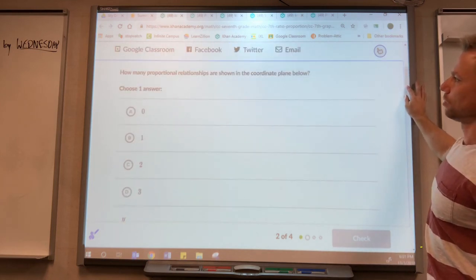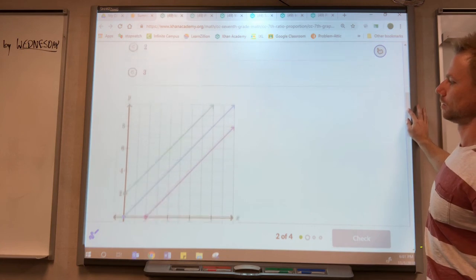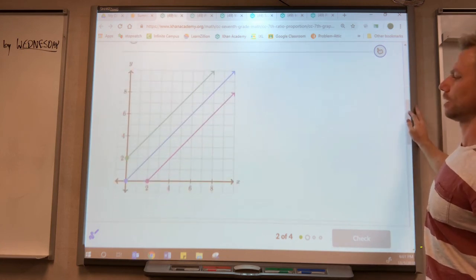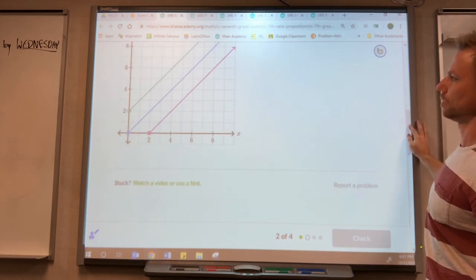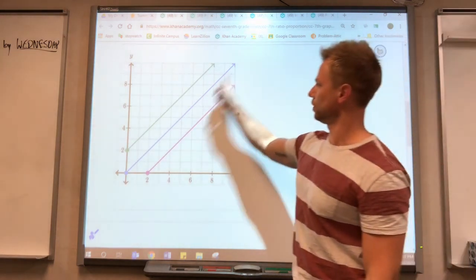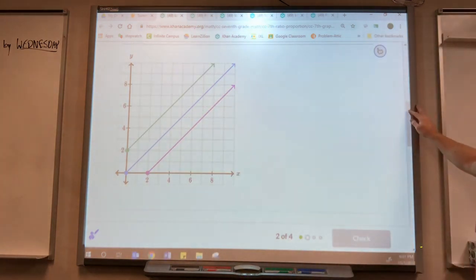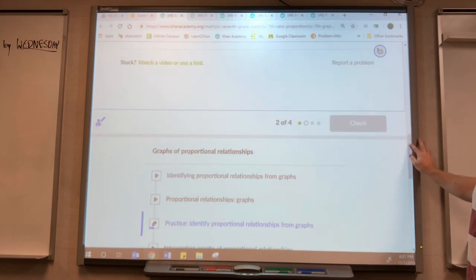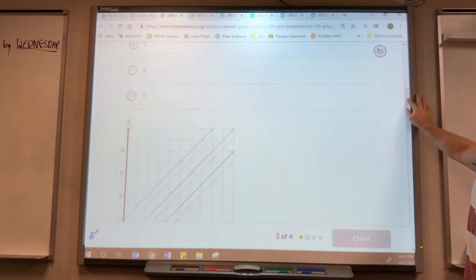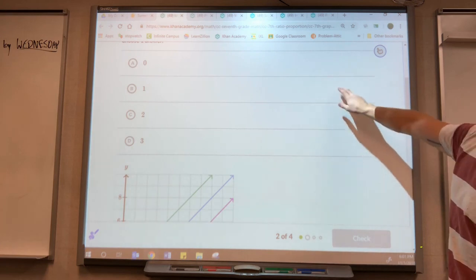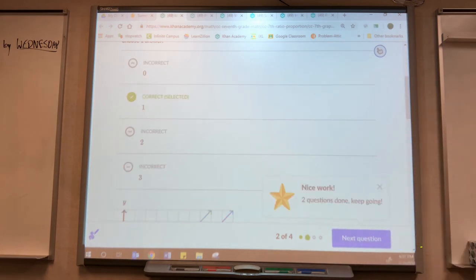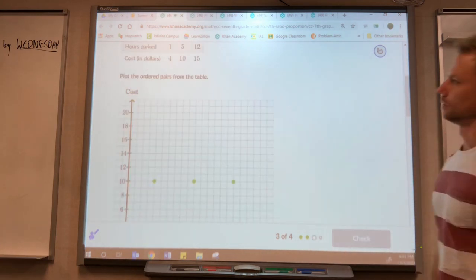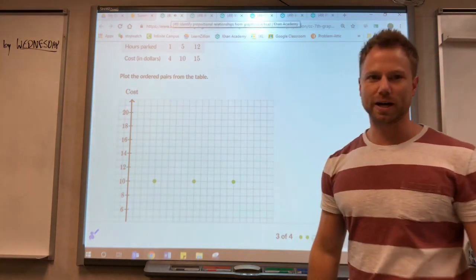Okay, how many proportional relationships do you see? Remember, it has to be a straight line that goes through the origin, (0, 0). So of these 3 lines, only the blue one is going through the origin. They're all 3 straight, but only one is going through the origin. So, oh, there's my answers. I would say 1 is proportional. All right, good luck on your practice.